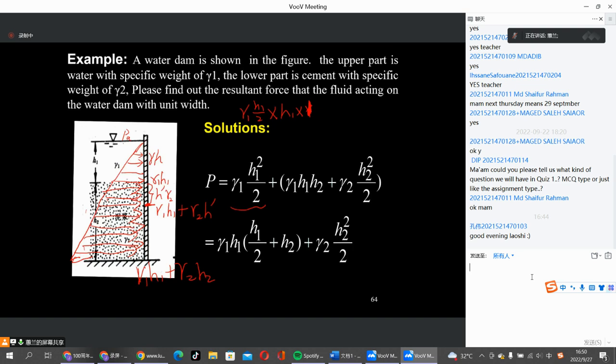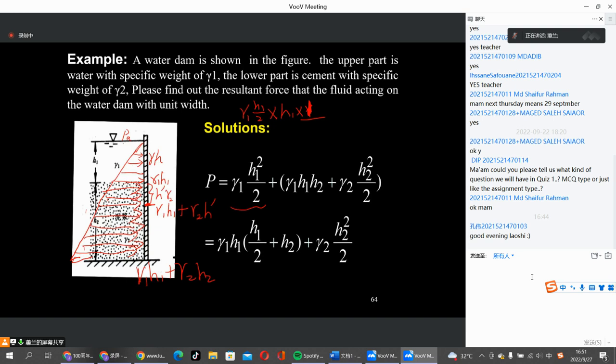Sure, you can also use what you learned in theoretical mechanics. For this triangular pressure loading, the total force equals the area covered by the loading. Here we can say it equals the volume covered by the pressure loading, because we have unit width. The area in 2D becomes a volume in 3D. We can easily calculate the volume: the area times the width. The area is gamma 1 H1 times H1 divided by 2, the triangular area, and then times the width. It results in the same answer. This will be the pressure force due to the water.